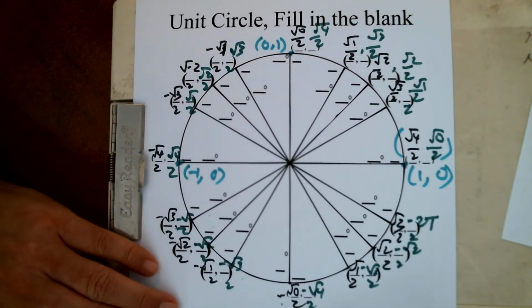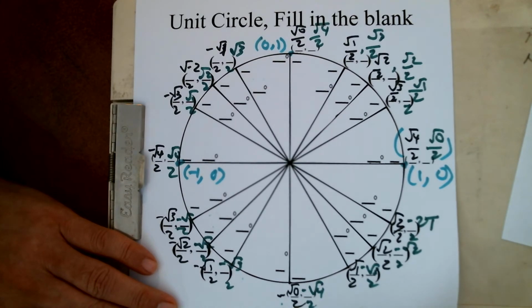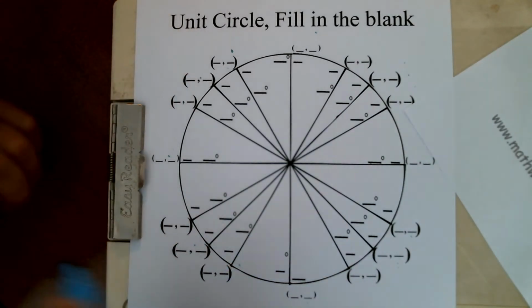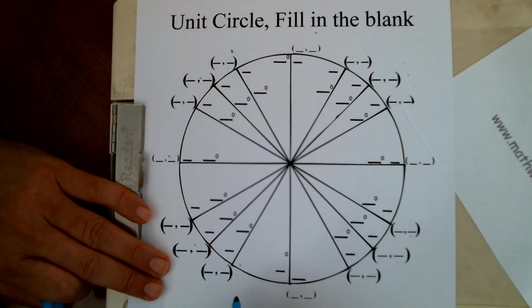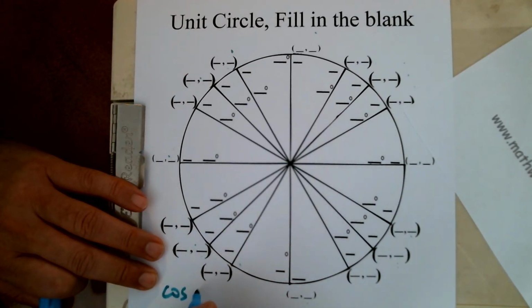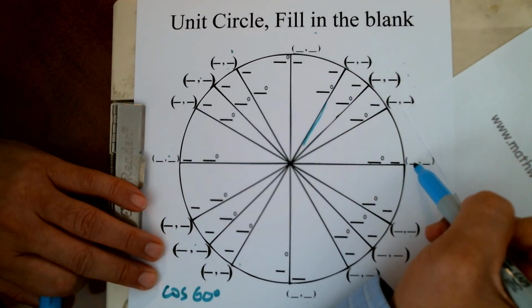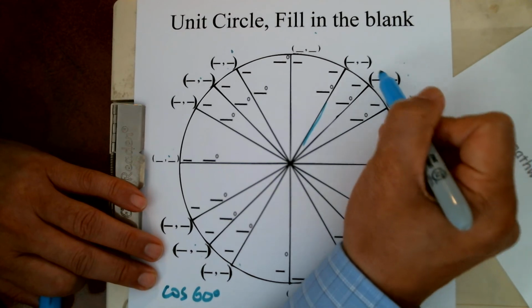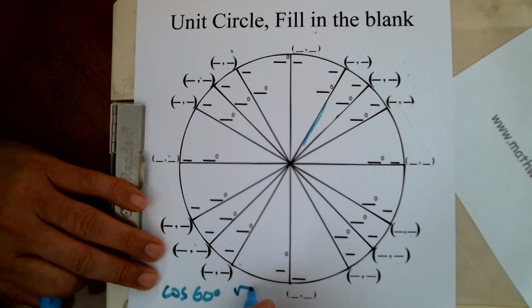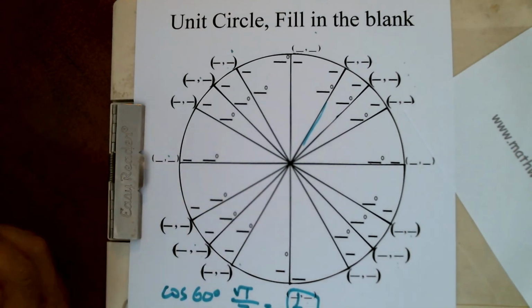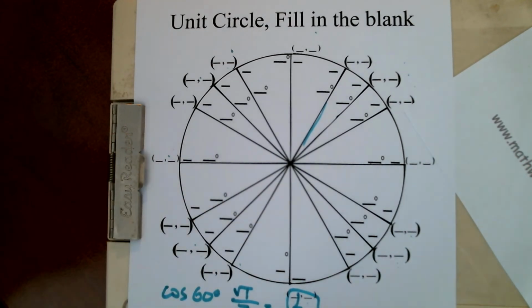So let's look at one example and then we'll finish, okay? What is the cosine of 60 degrees? 60 degrees is located right here. Cosine is x direction, root 4, root 3, root 2, root 1, over 2, which is equal to 1 half. And there it is. Good luck.